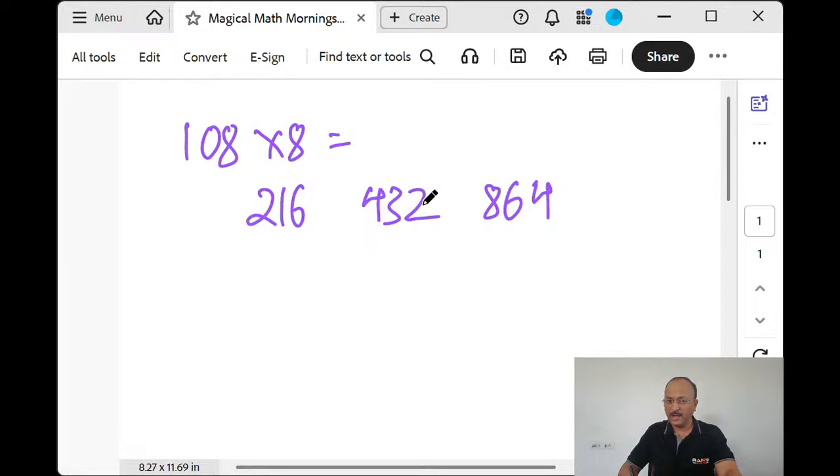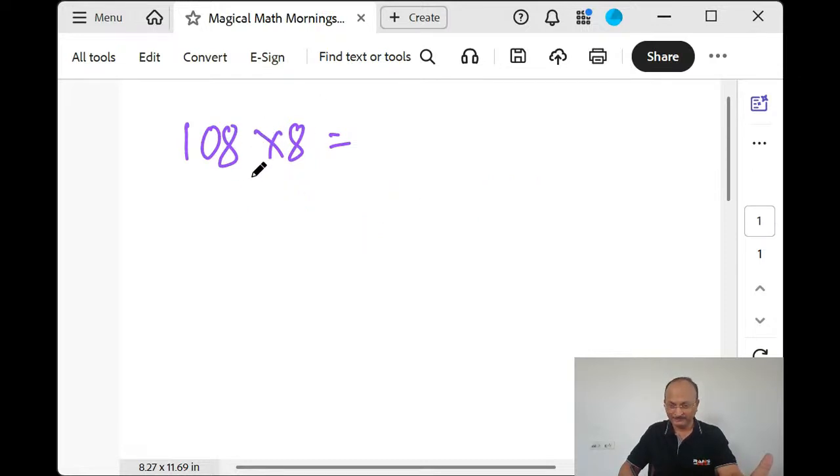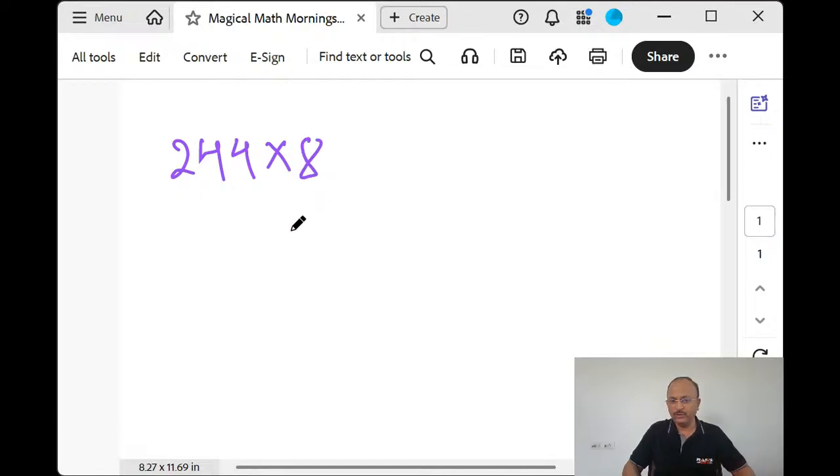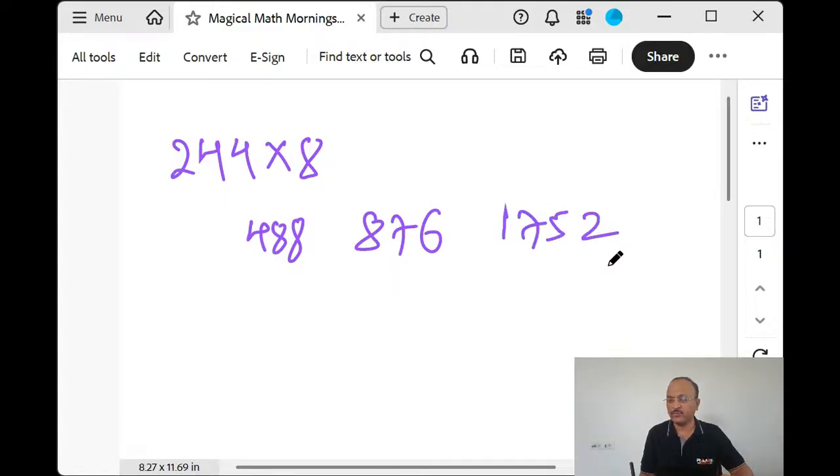Multiplication of the 8 table up to 20 or 30 we can do easily. But when we want to do it for bigger numbers, for example 244 times 8, what we do in the first step is think about 488. In the next step, what do we think? 976. In the next step we think about 900 means 1800, plus 152. So 1752. The third step may take a little time, but still we'll be able to complete everything within 2 or a maximum of 3 seconds. Isn't it easy?